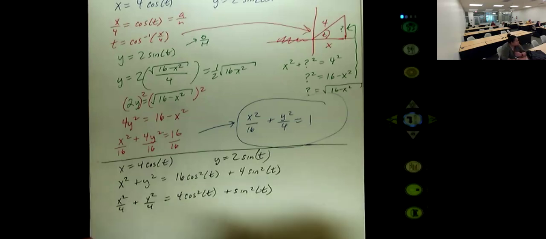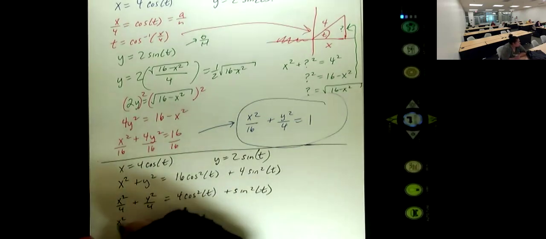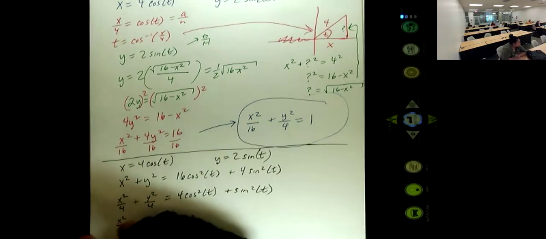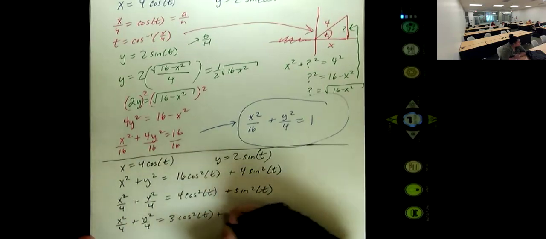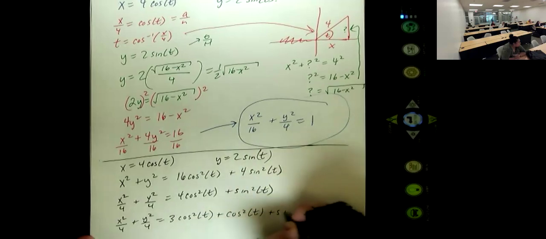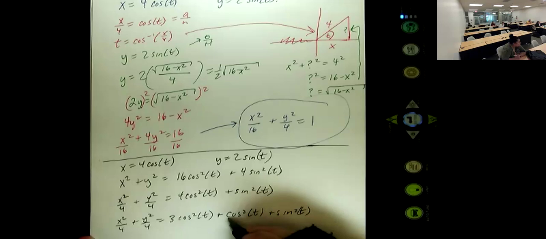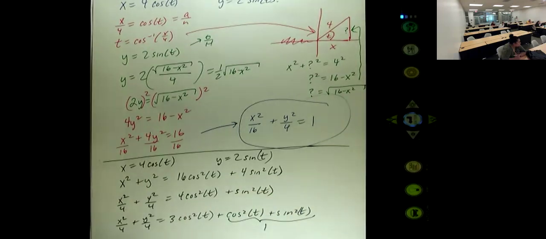Can I do anything with this? I don't know. I can factor out, I can separate that into 3 cosine squared t plus cosine squared t plus sine squared t. And that would give me a 1 there. I don't know if this is helping me any though. I don't know what to do with 3 cosine squared t.